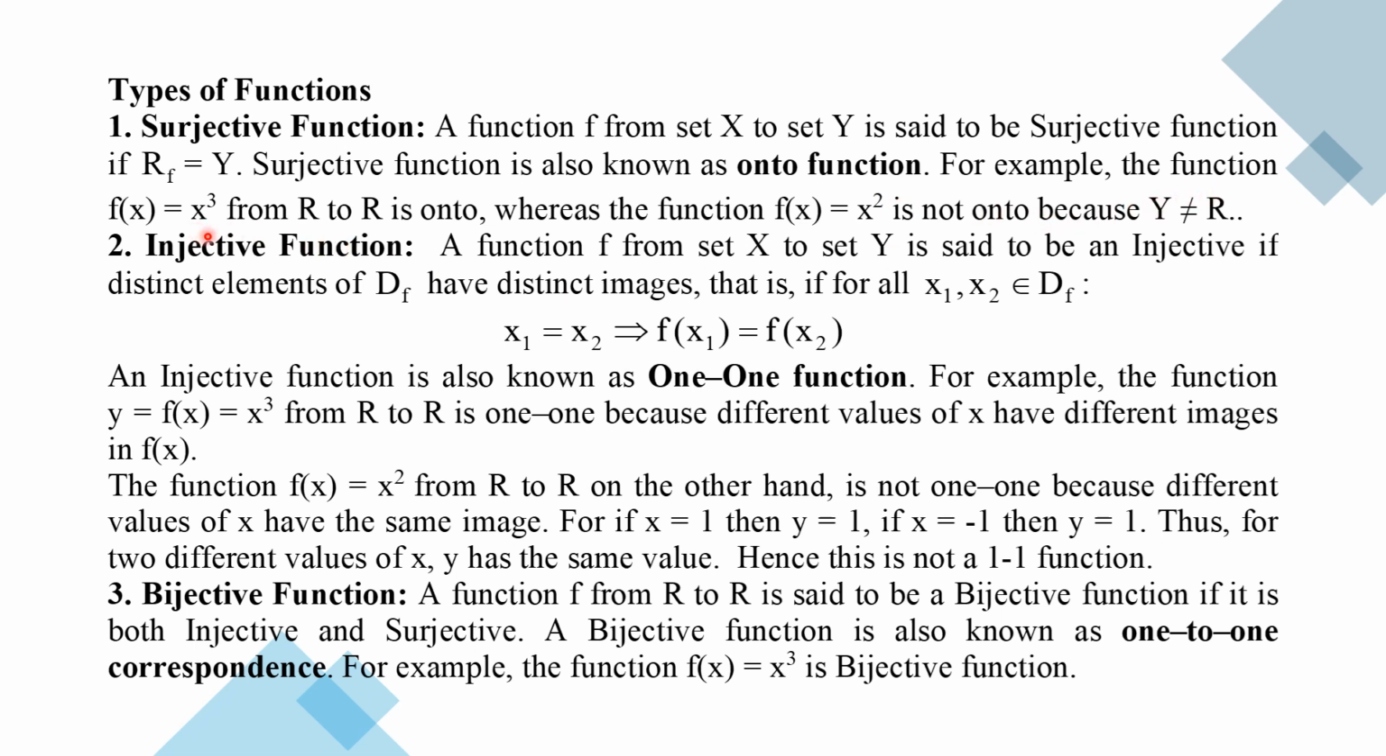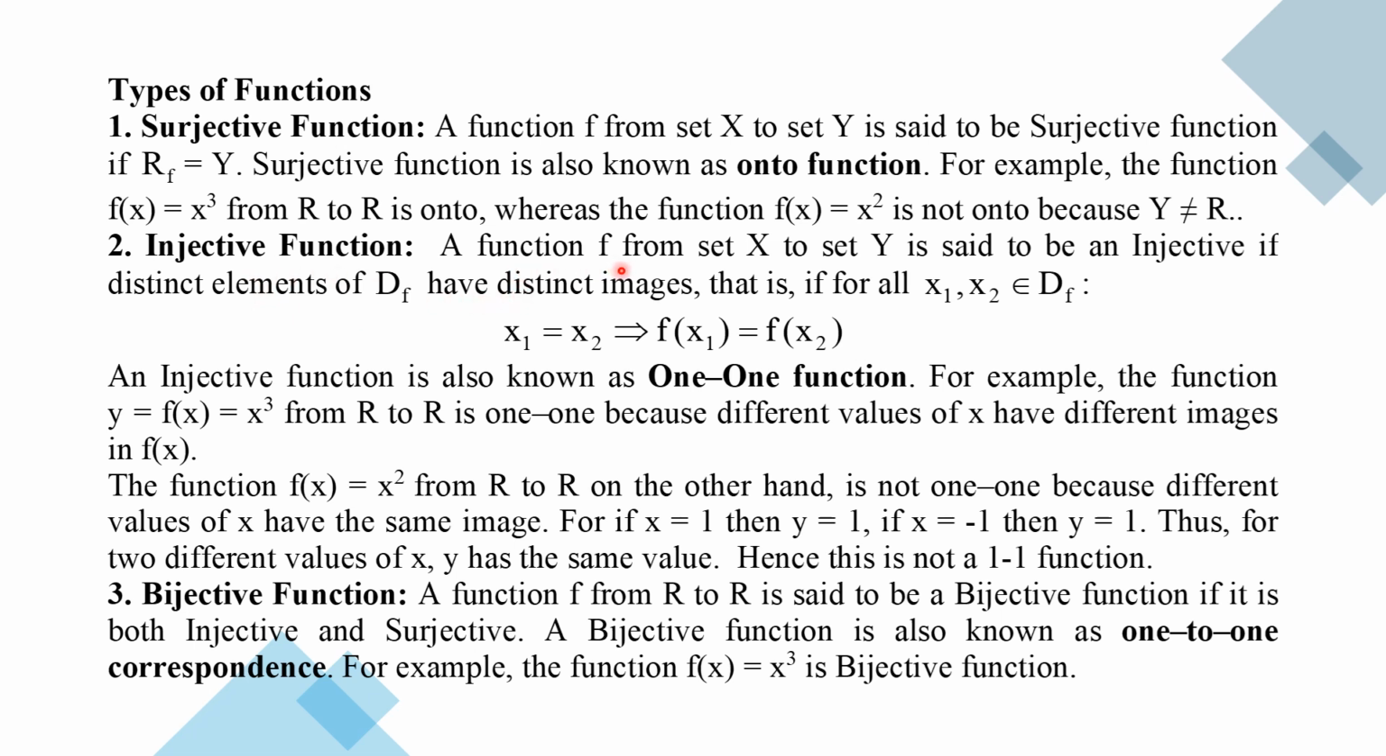For example, f of x is equal to x cube. Here, from R to R, this is an onto function, meaning for every element of the real numbers we have a unique element from the real numbers. Whereas the function f of x equals x square is not onto, because the codomain, the reals, is not the range. For every element we have just a non-negative real number. So f of x equals x square is not an onto function.